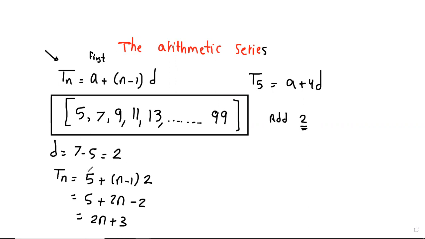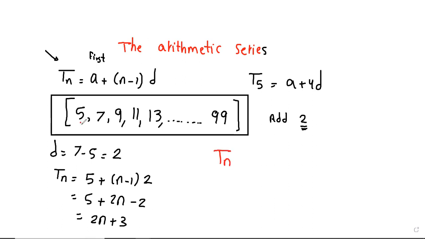So we write Tn as 5, A is 5, plus n minus 1 multiplied by 2. Multiply 2 by n, it's 2n, and 2 by minus 1, it's minus 2. So we'll end up with 2n plus 3. And we can find Tn directly.